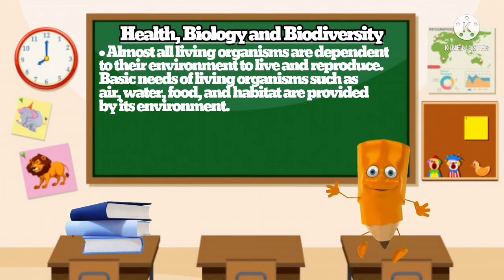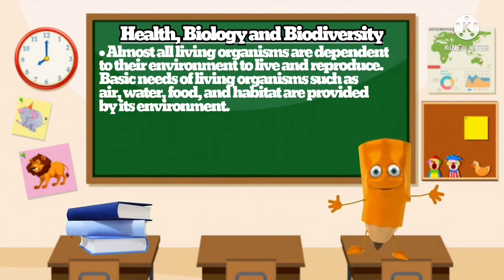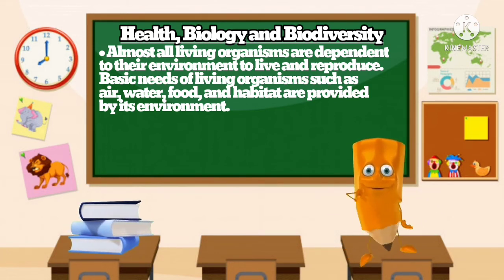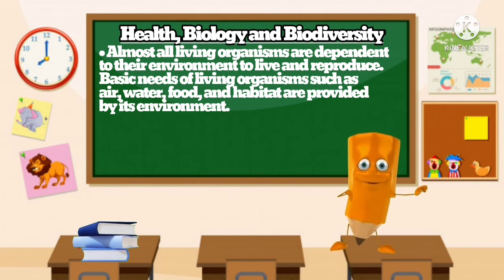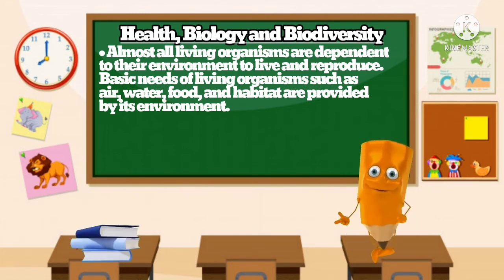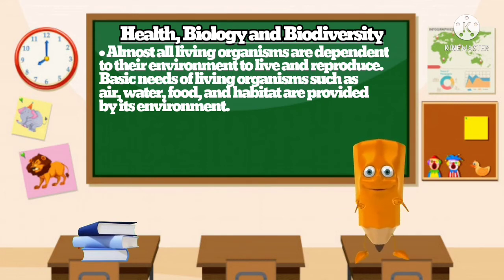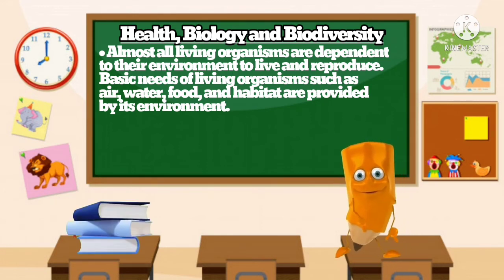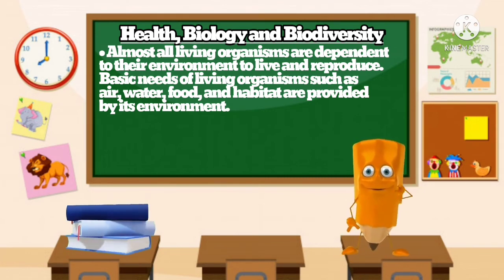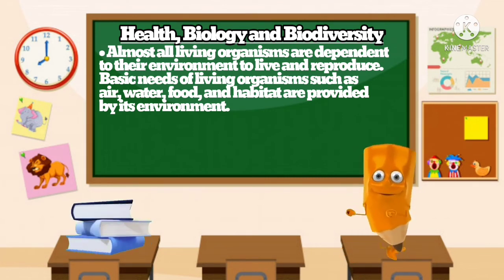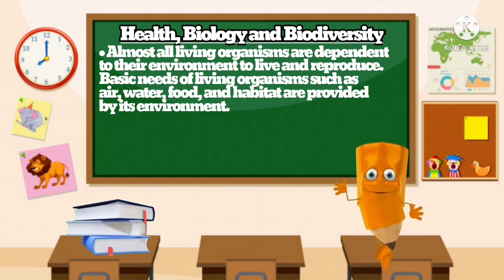Bakit ko nasabi na umaasa tayo sa ating kapaligiran? Dahil dito natin nakukuha ang pang-araw-araw nating pangangailangan para mabuhay. Ang halimbawa nito, hangin, tubig, pagkain at tirahan. The evolution of human beings was due to the improved access to these basic needs.